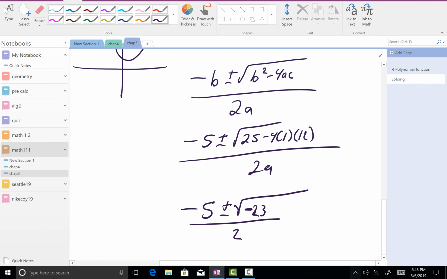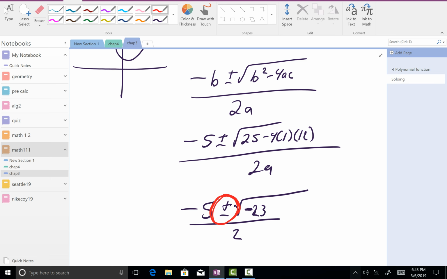All right, but here's the deal. I have a plus or minus here. Okay, so that means that we're going to have 2 solutions, 1 plus and 1 minus. So we're going to have 2. So we cannot have 1 imaginary solution. There's got to be 2.